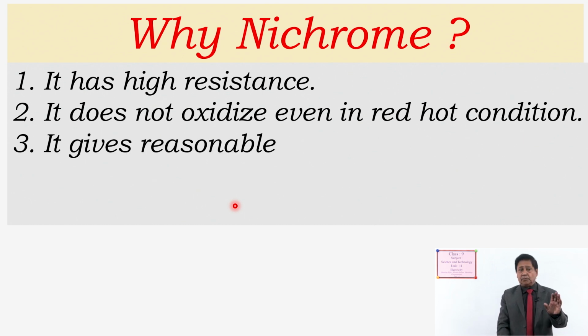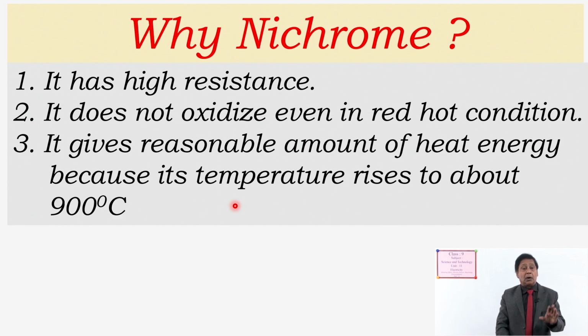Okay, next, it gives a reasonable amount of heat energy because its temperature rises to about 900 degrees Celsius. What is the meaning of this saying? If a resistor becomes hot at the temperature of 500 degrees Celsius, then this becomes useless, because 500 degrees Celsius is not enough to cook food and to heat water. So it becomes 900 degrees Celsius, I mean to say it becomes red hot and yellow hot.